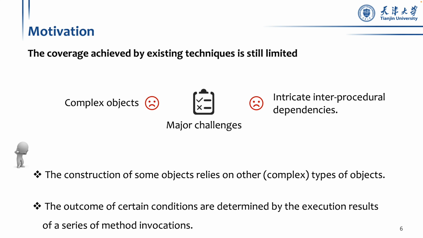The first challenge is the construction of complex objects. The construction of some objects relies on other complex objects. And the second challenge is the intricate interprocedural dependencies. The outcome of certain conditions is determined by the execution results of a series of method invocations. Random input generation cannot meet such challenges, and CodaMosa fails to address these challenges due to its inability to extract necessary information from coarse-grained prompts.